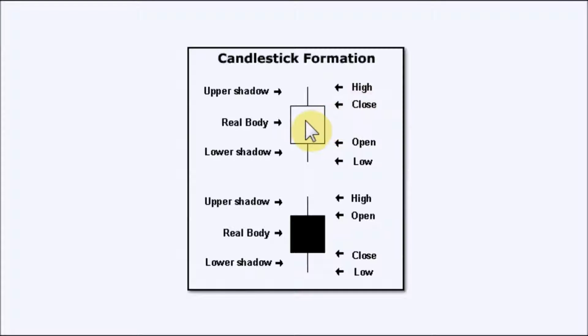This is how you read a candlestick. It's made up of 2 parts. The body, also called a real body, and the upper shadow and lower shadow, which I call wicks, like a candle wick.